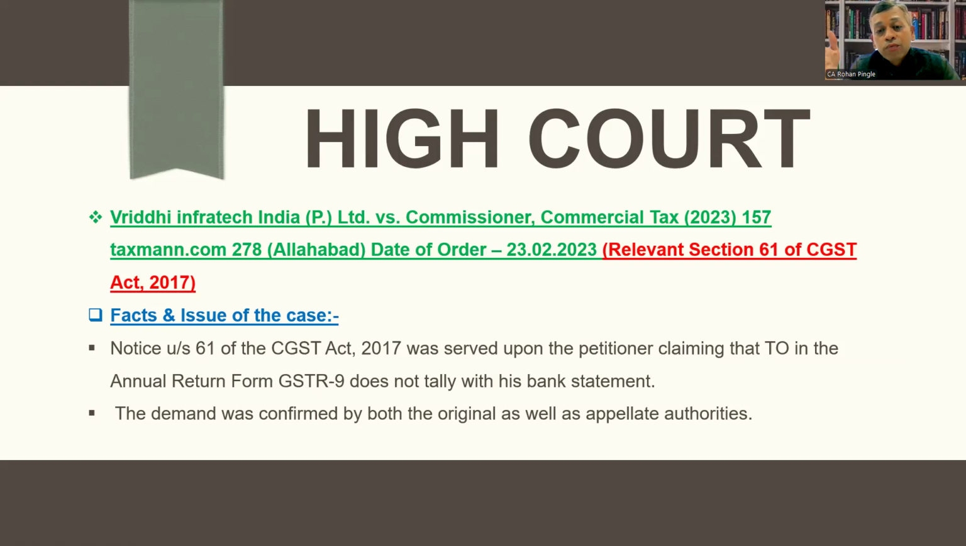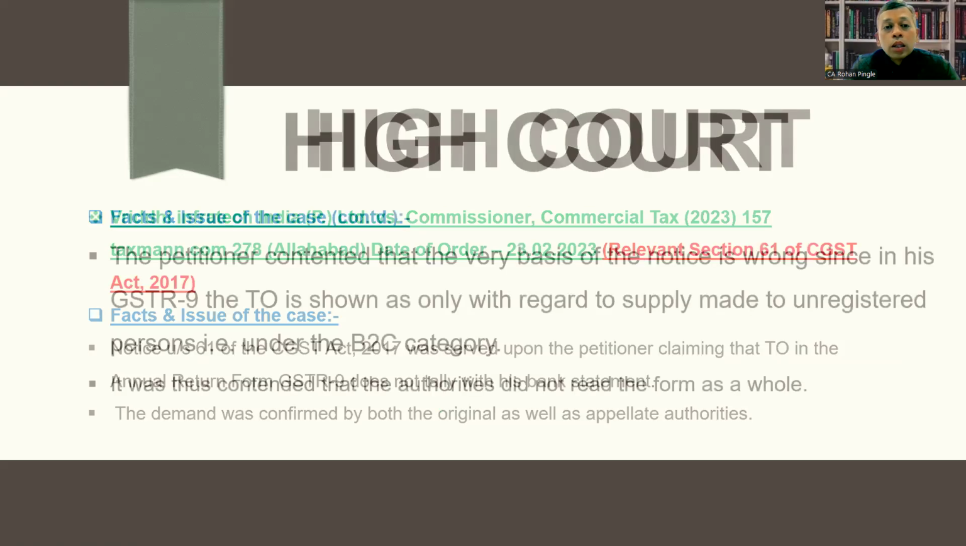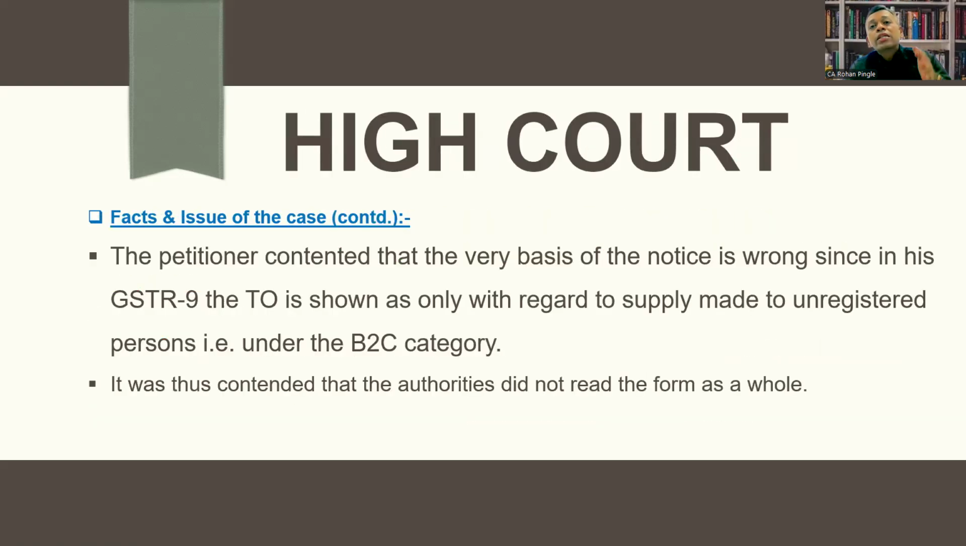The demand was confirmed by both the original as well as appellate authorities. The petitioner contended that the very basis of the notice is wrong, since in his GSTR 9, the turnover is shown as only with regard to supply made to unregistered person, that is under the B2C category. It was thus contended by the petitioner that the authorities didn't read the form as a whole.